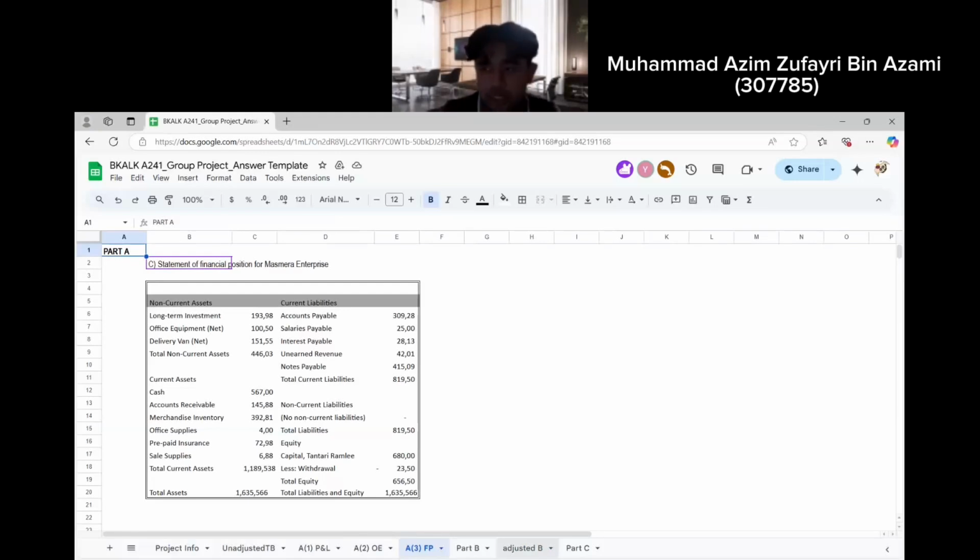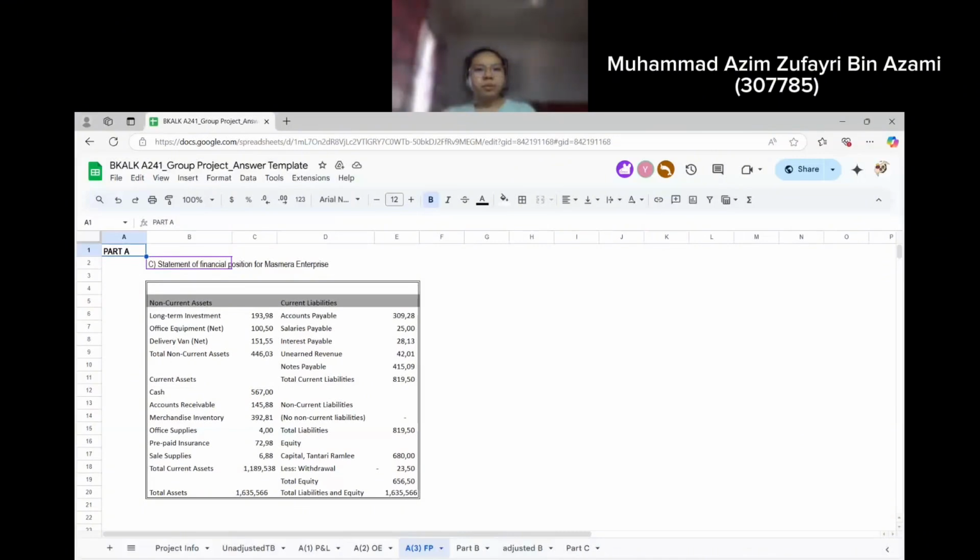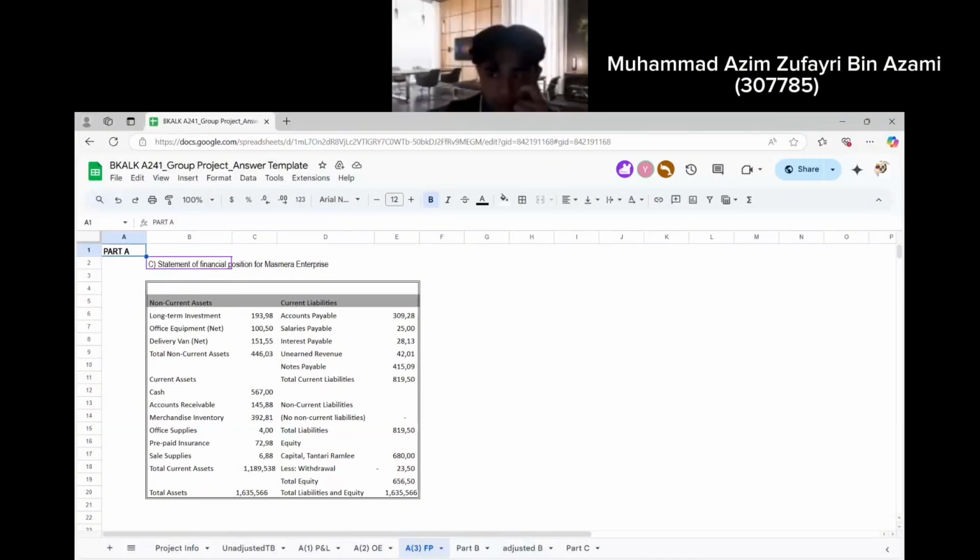In non-current assets, this represents assets that are expected to provide benefit for more than 1 year. Have a long-term investment, office equipment, delivery van, and total non-current assets is 446. The current assets are cash, accounts receivable, merchandise inventory, office supplies, prepaid insurance, store supplies.